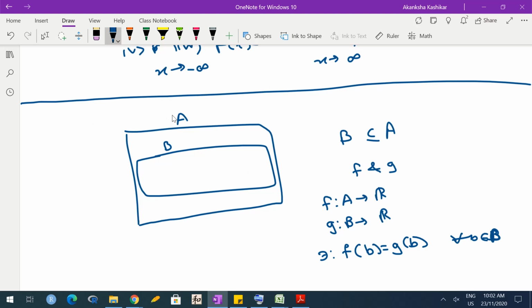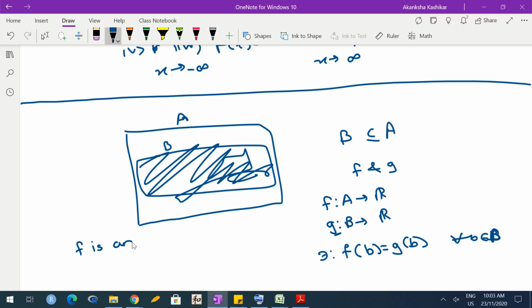By the way, these A and B are general sets. This B is not a Borel set or anything. What we know is that these two functions agree on the smaller set, and on the larger set the g function is not defined, whereas f is defined on the larger set. In such a scenario, we say that f is an extension of g to A, because they were matching on a smaller set.